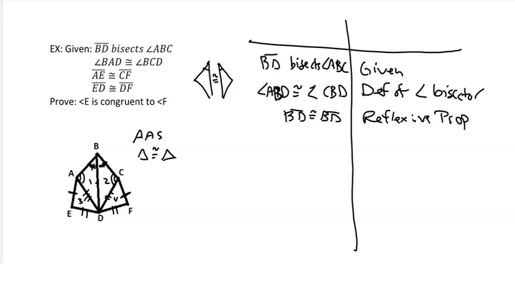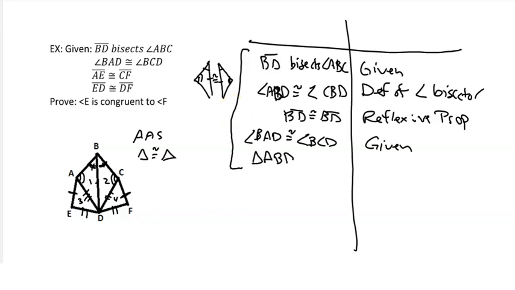Okay, I know that those are congruent. We also know that these are congruent because it's given, so angle BAD is congruent to angle BCD, given. Okay, now let's state those two triangles are congruent. Triangle ABD is congruent to triangle CBD by AAS.